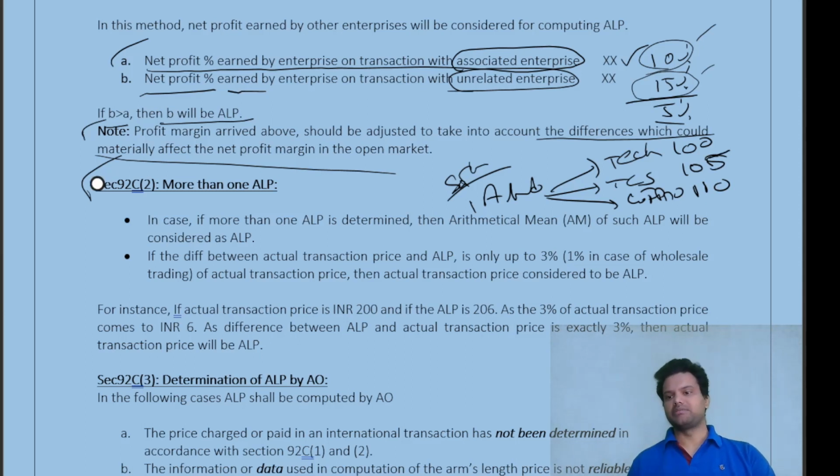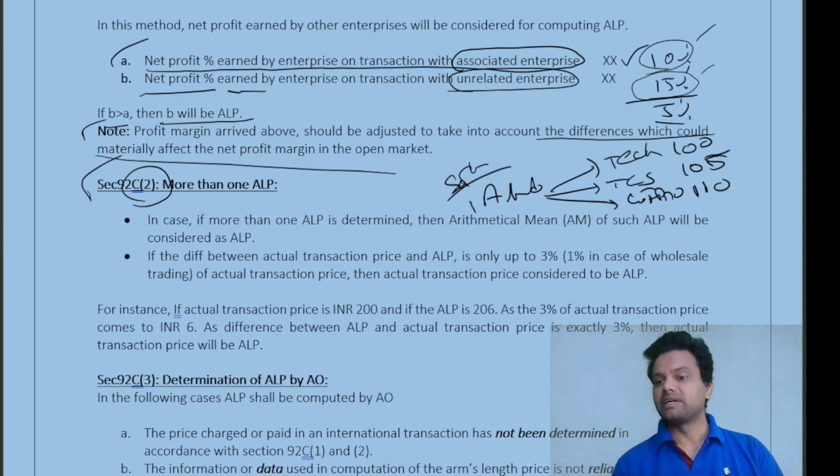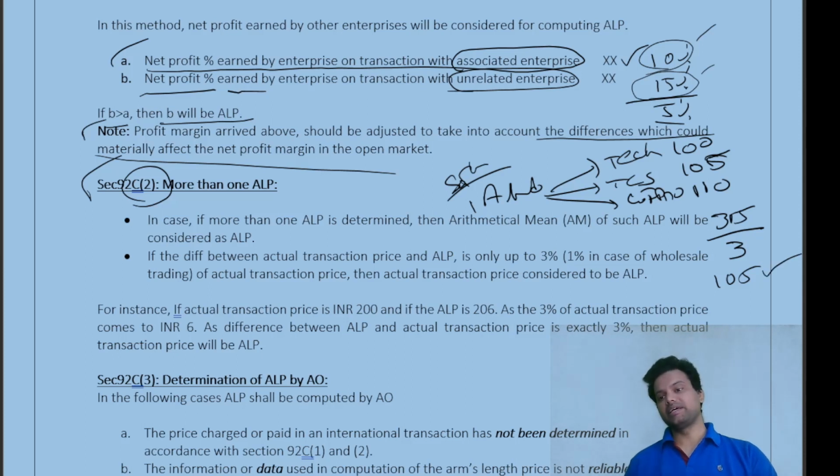Now which one do I need to pick up? In these cases, section 92C subsection 2 says that you take the arithmetical mean of these three. For example, here 100 plus 105 plus 110, how much will it be? 315, divided by 3. How much will it be? Around 105. Yes, 105. So 105 will be my ALP in this particular case. That's what section 92C subsection 2 says. So in case more than one ALP is determined, then the arithmetical mean of such ALPs is considered as the ALP.